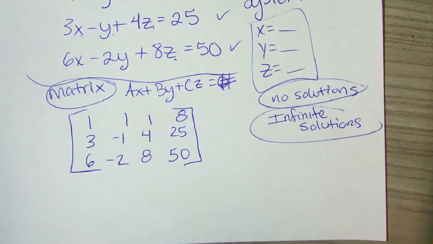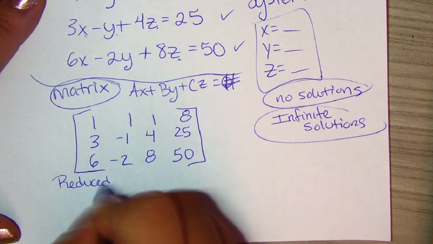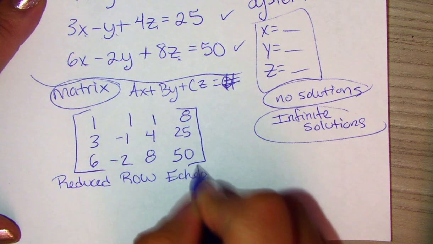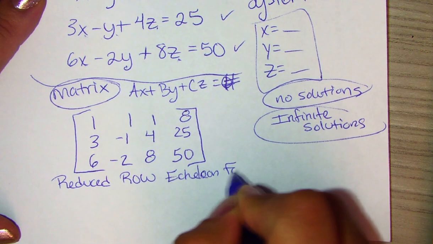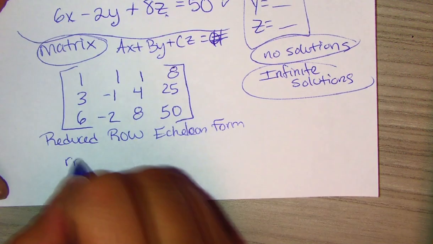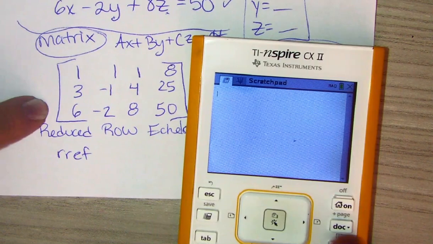So what you're going to do now is use the reduced row echelon form. It is also known as RREF. And that is the program that is installed in the calculator to get you your answers.